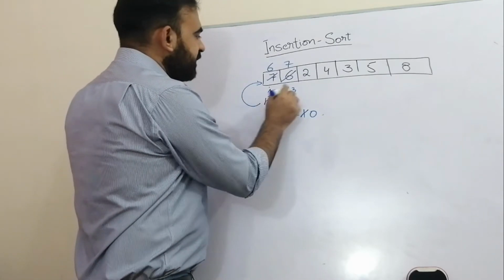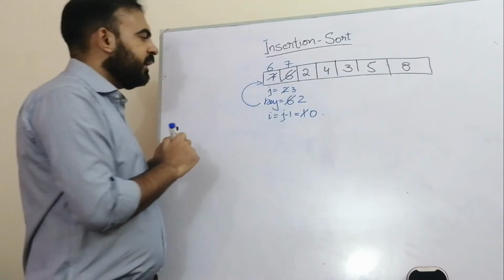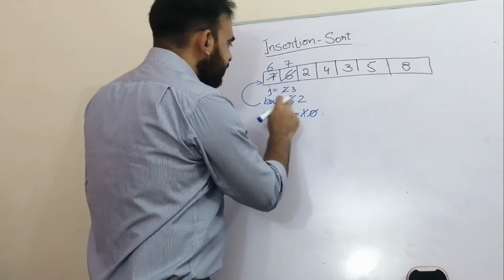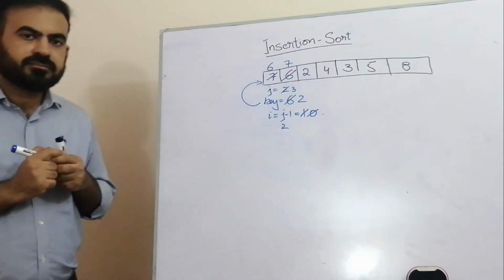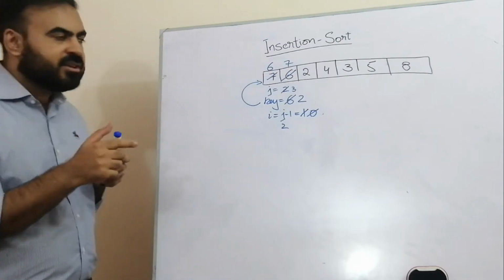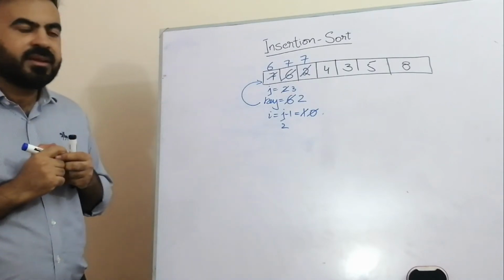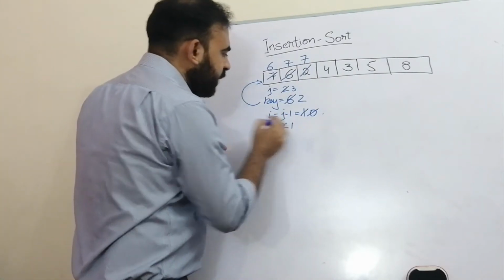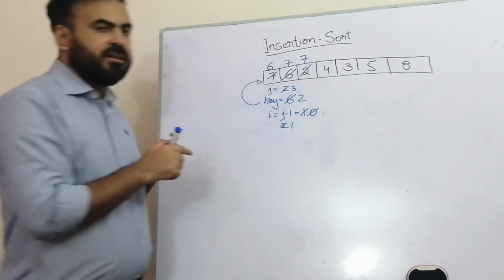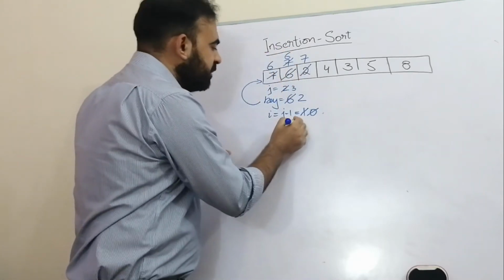Now j is equal to 3, so our key will now be 2, and i will be set again to j minus 1, so it is now 2. Now it compares key with the previous element, which is 7. 7 is larger than 2, so 7 will be copied to the next position. Then i will be decremented to 1. Then key will be compared to the previous element, which is 6. So 6 will move one position further, and i will be decremented to 0.